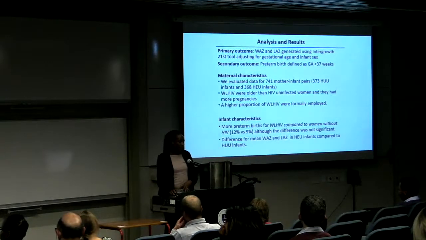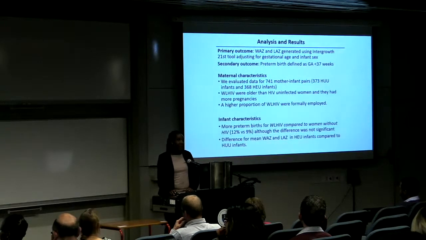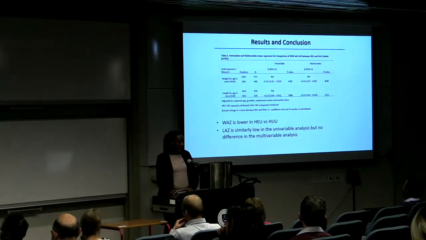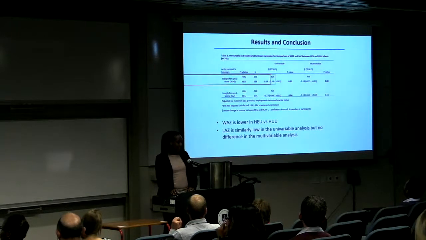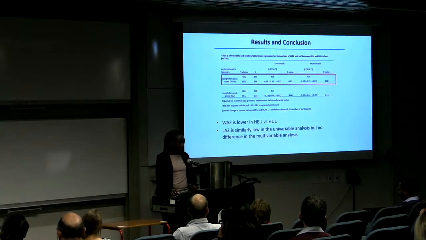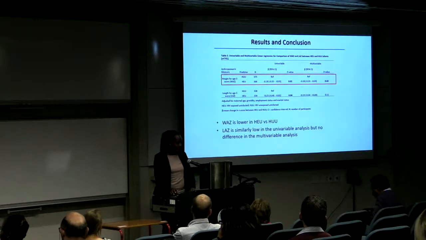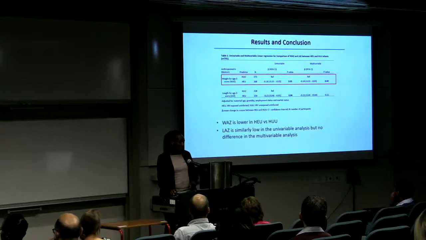And then we also observed a difference in the mean weight for age and length for age for HIV-exposed infants compared to HIV-unexposed infants. So for our results, in our linear model, we observed that the weight for age Z score is lower in HIV-exposed uninfected infants versus HIV-unexposed uninfected. And length for age Z score is similarly low, but there's no difference when you adjust for maternal age, gravidity, and employment status, as well as marital status.